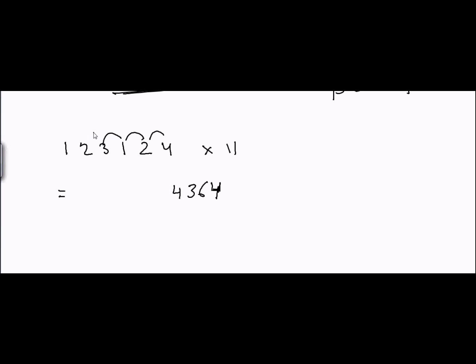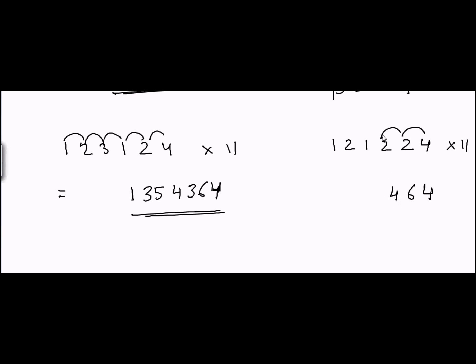Again, if I have 1 2 1 2 2 4, and I want to multiply by 11, here I'll say 4, then 4 plus 2 is 6, 2 plus 2 is 4, 2 plus 1 is 3, 1 plus 2 is 3, 2 plus 1 is 3, and then 1. So that is the answer. This is the way you multiply by 11.